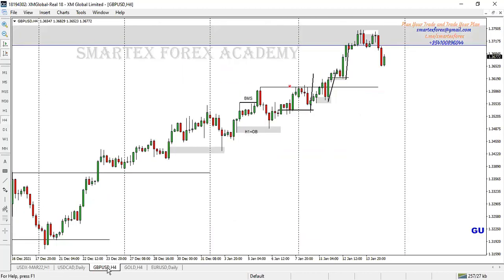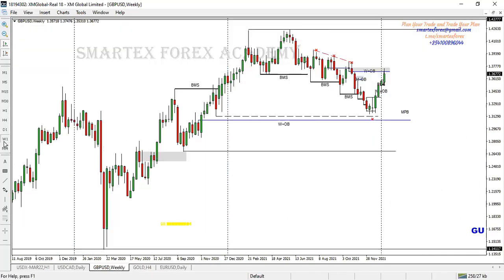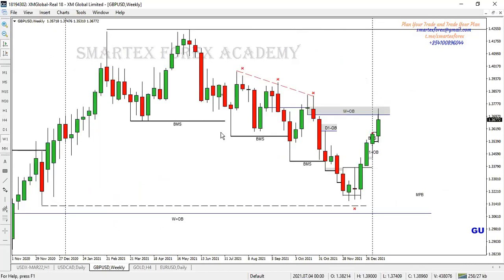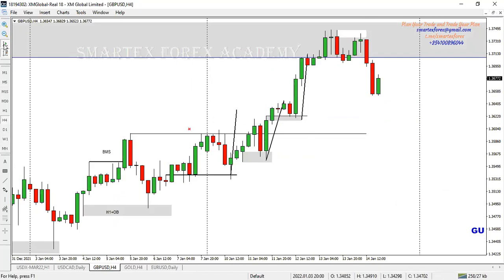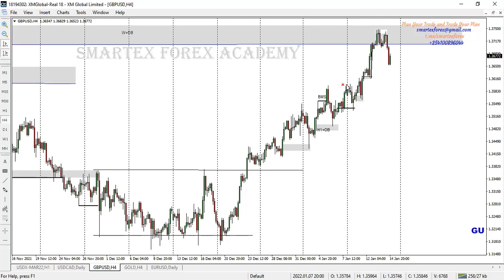The next pair to look at is cable. And cable in monthly time frame is bullish, weekly time frame is bearish. Yeah, so you can be able to see the order flow is bearish. Now, last week we were able to tap into the weekly bearish order block here. Let's get rid of this one. We used them last week and we don't need them.